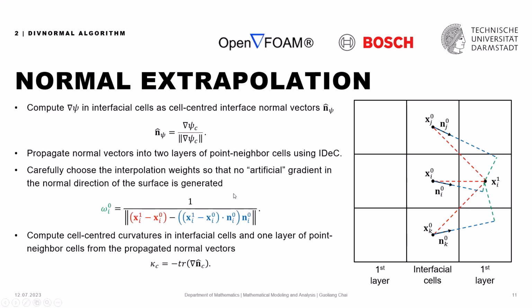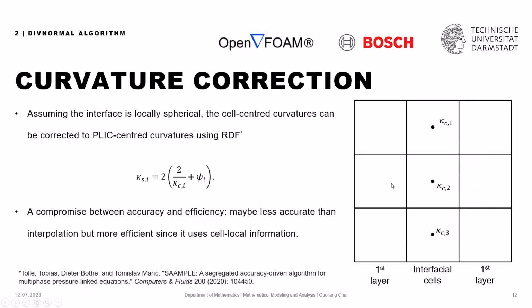Using this method, we propagated the interfacial cell normals to its first layer neighbors, and then we have enough information to calculate the curvature at the interfacial cells. Just use this equation. And now we have the cell-centered curvature at interfacial cells.